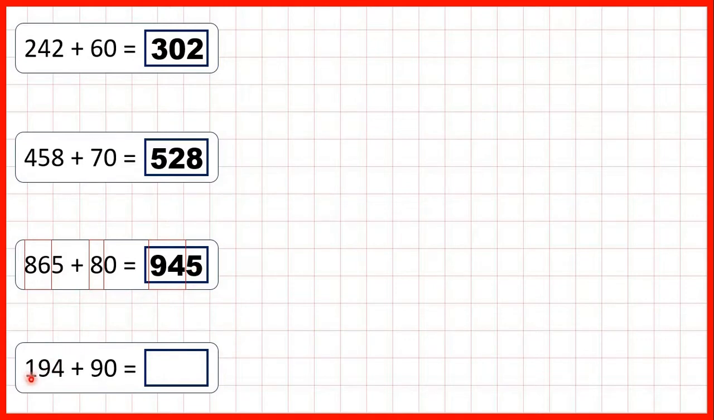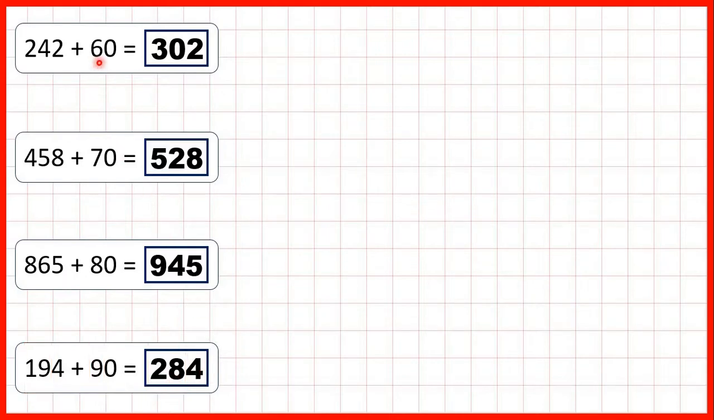Finally, we have 194 plus 90. 9 plus 9 is 18. So 19 plus 9 is 28. So we change our hundreds digit to a 2 and our tens digit to an 8. The ones digit stays the same, so we get 284.